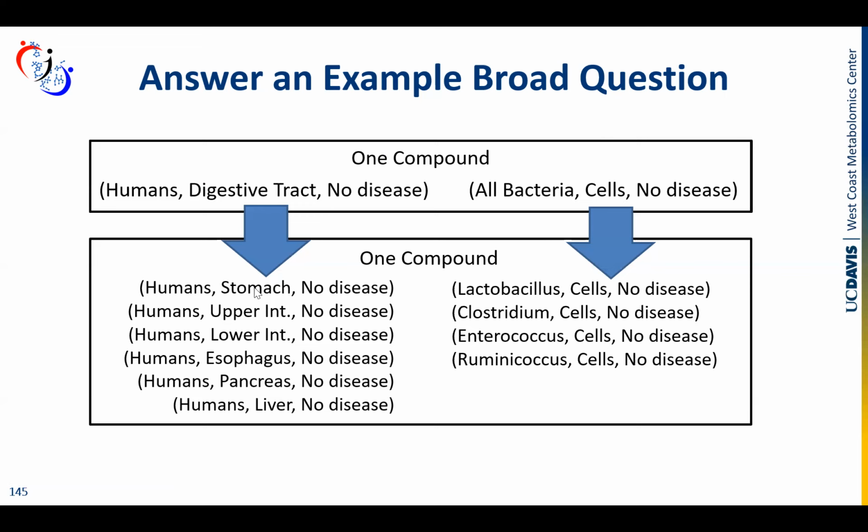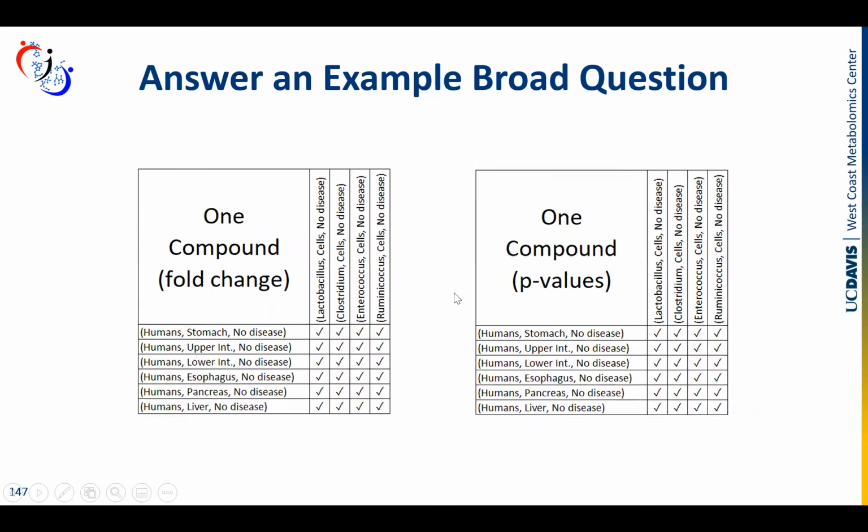Then, because we have distributions for each of these triplets for this one compound, we can do differential analysis between each element on the left-hand side and each element on the right-hand side. So we're doing pairwise differential analysis, which means we're going to get a fold change of averages between each element on the left-hand side, as well as a p-value between each element on the left-hand side and each element on the right-hand side.